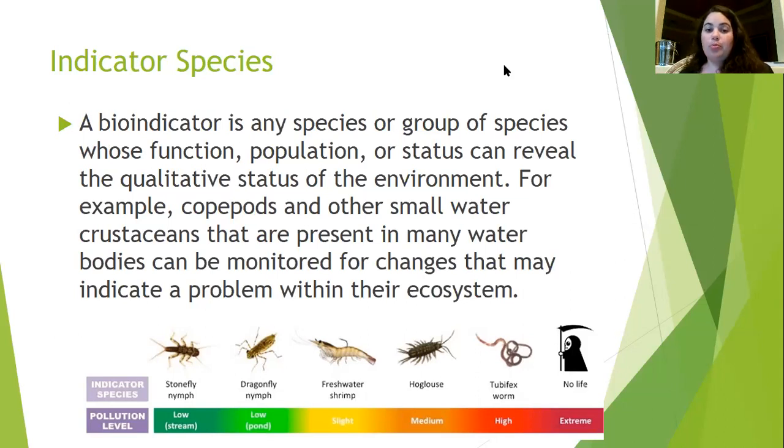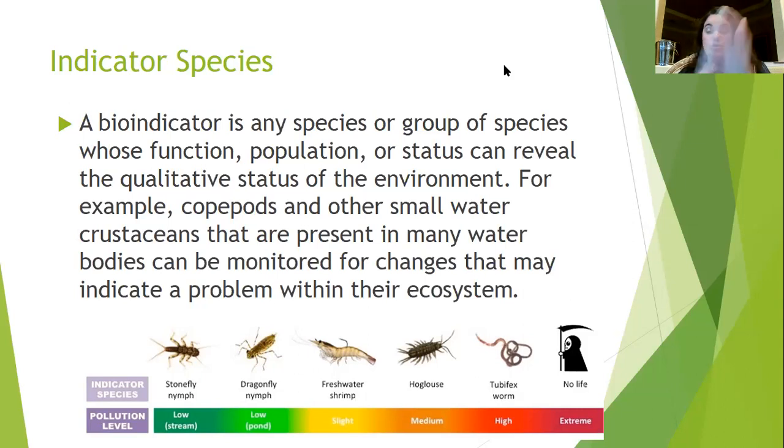So for example, copepods and other small water crustaceans that are present in many water bodies can be monitored for changes that may indicate a problem within their ecosystem. So if we have a really dramatic drop in copepods in aquatic systems, we're going to know that the aquatic ecosystem is not doing well in that area. And then someone needs to step in and test that water and make sure that we're doing whatever we can. So these are some examples of indicator species.